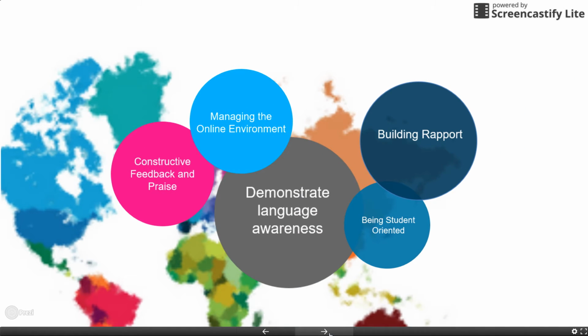We have 5 different areas that we used to look at for doing observations. And these are 5 areas that really are shown to influence our ES scores. Constructive feedback and praise, managing the online environment, building rapport, being student-oriented, and demonstrating language awareness. All can be achieved when we show respect to our student and are culturally aware.